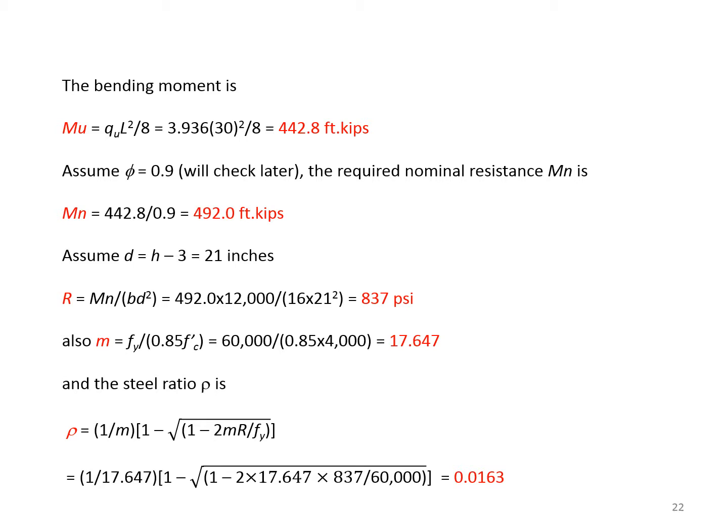Remember the quadratic equation, which resulted into a rho equal to 1 over m times 1 minus the square root of 1 minus 2mR over fy. We use this equation now to determine the required steel ratio. Plugging the numbers, making sure that the units are pounds and inches, we end up with 0.0163.